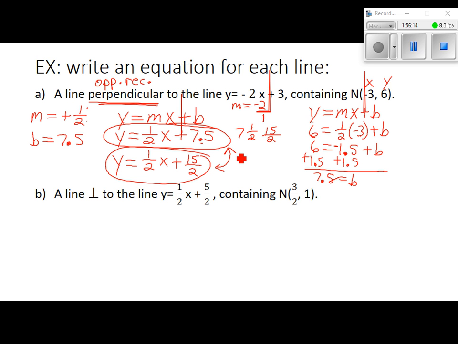The last one here, I'm going to write this one in point slope form because, again, I like it better. But if you like finding the b, then use that. Again, we want them to be perpendicular. The slope of the original line is right there. It's 1/2. So the slope of our new line's got to be the opposite reciprocal of that. The opposite would be a negative. And then the reciprocal, we flip it over. So it'd be 2 over 1 or just -2.